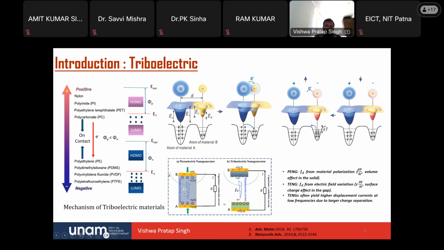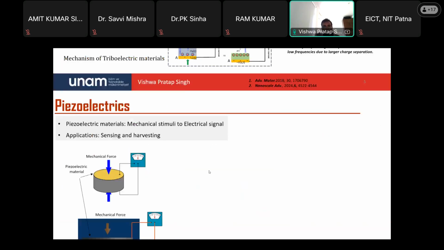Obviously, in this case also there is a displacement current, but the electric field is inside the material, and the current is always strong in case of piezoelectric nanogenerator. So this is the fundamental of the triboelectric nanogenerator and piezoelectric generator. I will describe how these actually work.